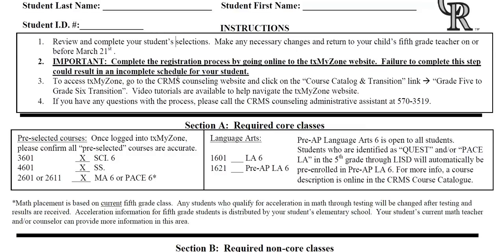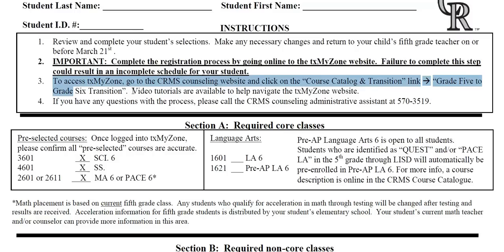Once you've filled out the choice sheet, it's very important that you go to the Texas MyZone website and actually choose the courses for your student. If you just turn the choice sheet in, that's great, that's one step, but it's very important that you go on the Texas MyZone website and actually select the courses for your child. Instructions on how to get to the Texas MyZone website are here at step 3.